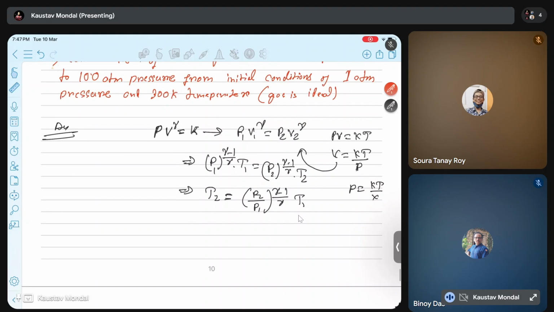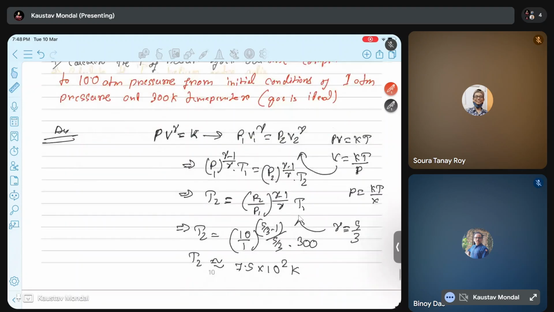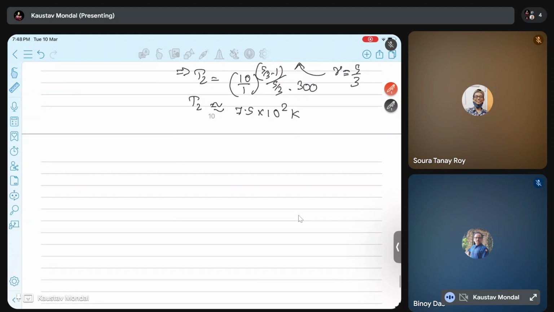Helium is a monoatomic gas, and for a monoatomic gas you know gamma is 5 by 3. So we'll substitute this here. T2 would become 10 by 1 to the power of (5 by 3 minus 1) divided by 5 by 3, into T1, which is 300. If you calculate this, it will give you around 7.5 into 10 to the power 2 Kelvin. Okay. Next problem is problem 5.